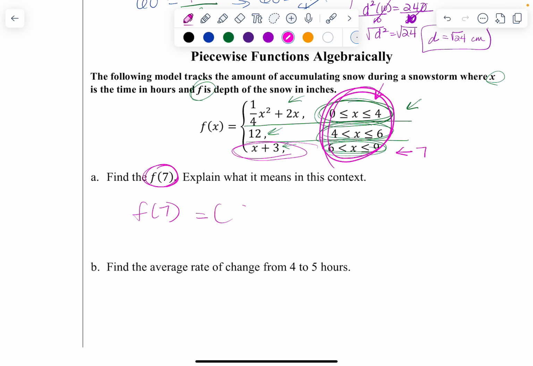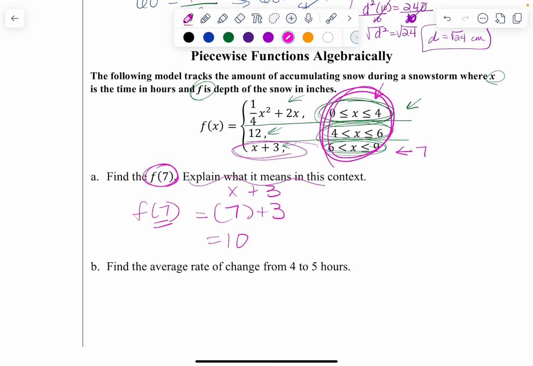This tells me x plus 3 is our function, and 7 replaces the x. So we get 10. Here's what it means in this context: the depth of snow is 10 inches 7 hours into the snowstorm.